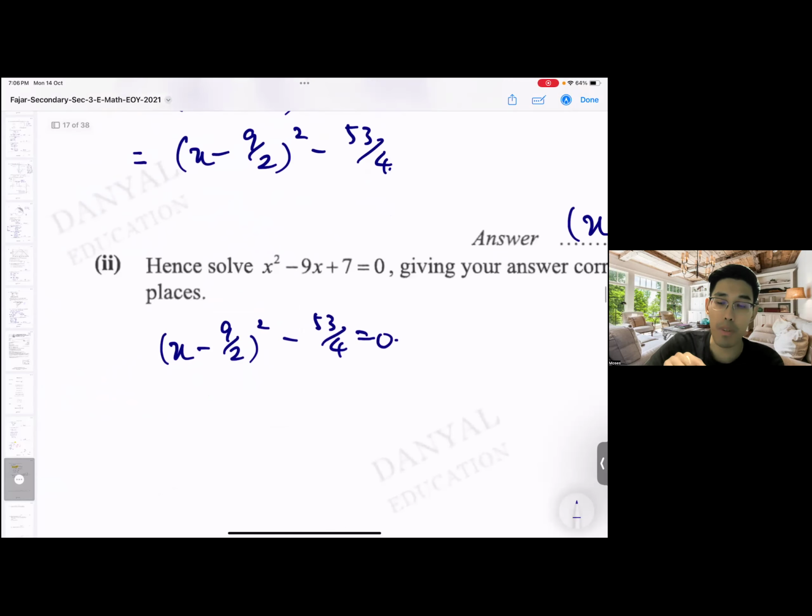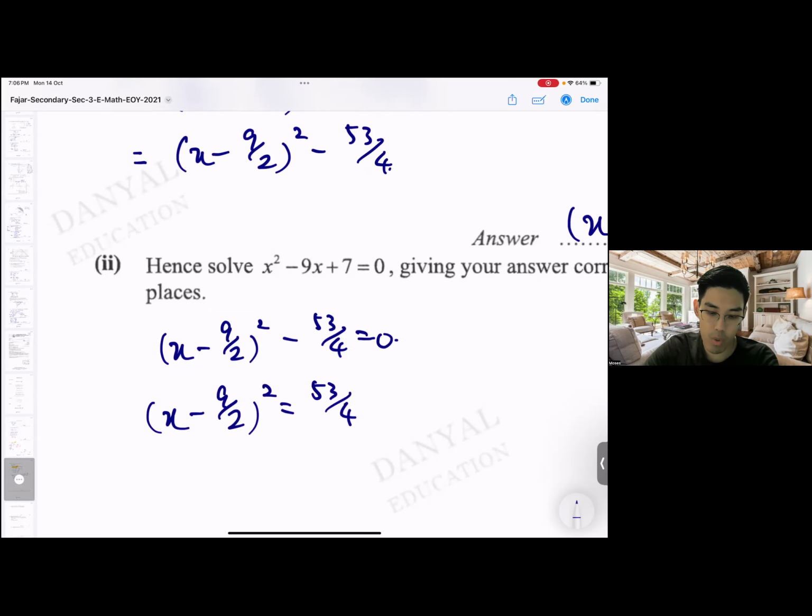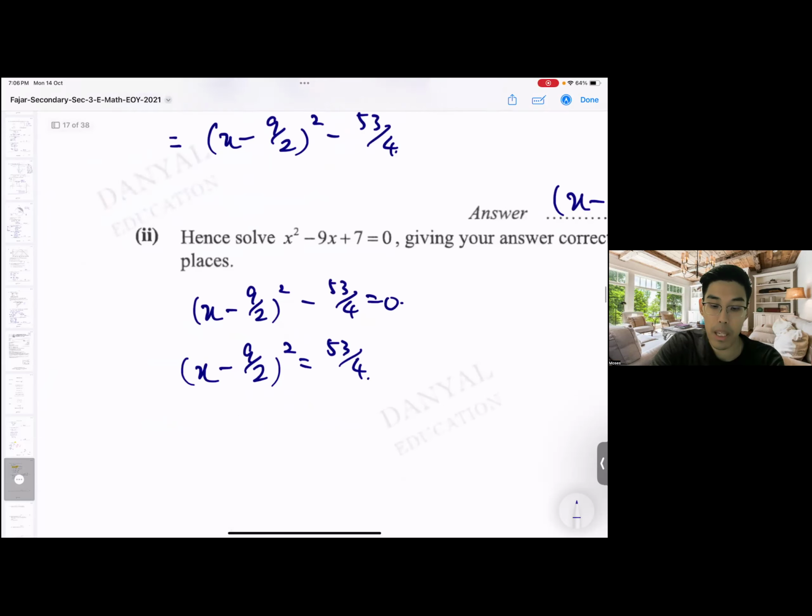So how to solve from here? Because they use the word hence, you're not supposed to use the quadratic formula, minus b plus or minus the square root of b squared minus 4ac. You're supposed to use the completing the square form because they use the word hence. So basically, we bring over the 53 over 4 to the other side. So this whole thing squared is this value. It's not a perfect square. The answer will be ugly. It's very normal. That's why they say give your answer correct to 2dp.